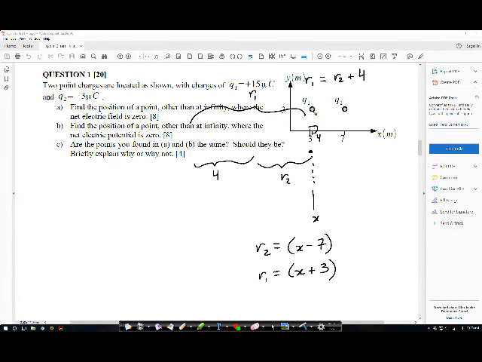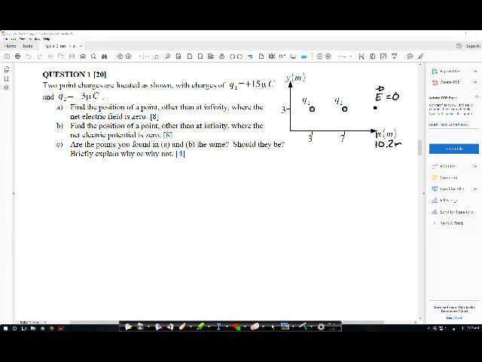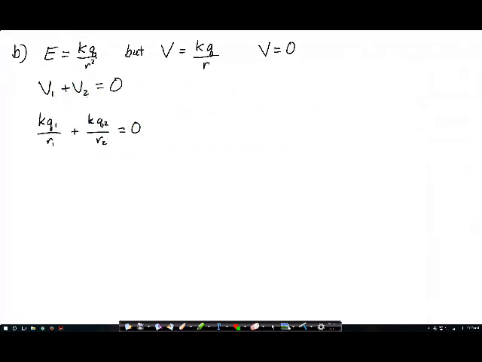I'm just realizing there's, find the position of a point. I wonder if there's an infinite number of points where the electric potential is 0. That gets much more complicated. I'm going to ignore that for now. So I'm going to assume it's on the same line and then let my mind sort of dwell on whether it could be in different points later on.